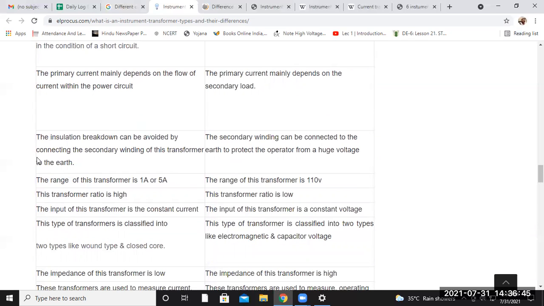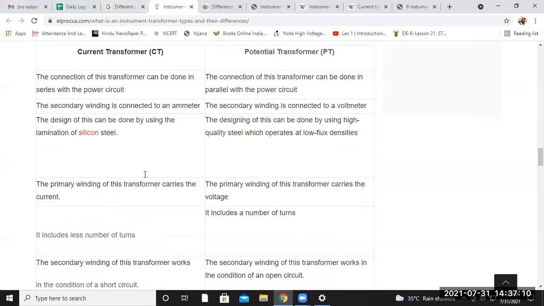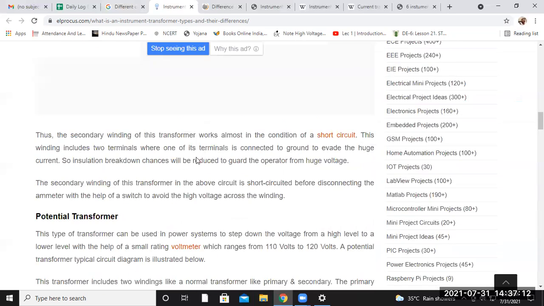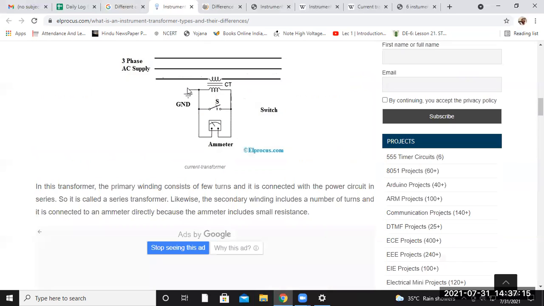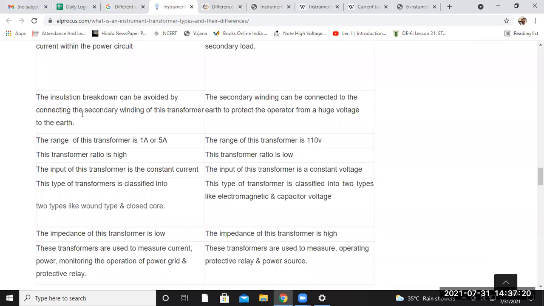Next one is the insulation breakdown can be avoided. The insulation breakdown can be avoided by connecting the secondary winding of this transformer to the earth. This is the protection or safety purpose point. So here you can say the secondary winding is earthed. This is your grounding. Here also the earthing is done to protect the transformer. So that is what's written here.